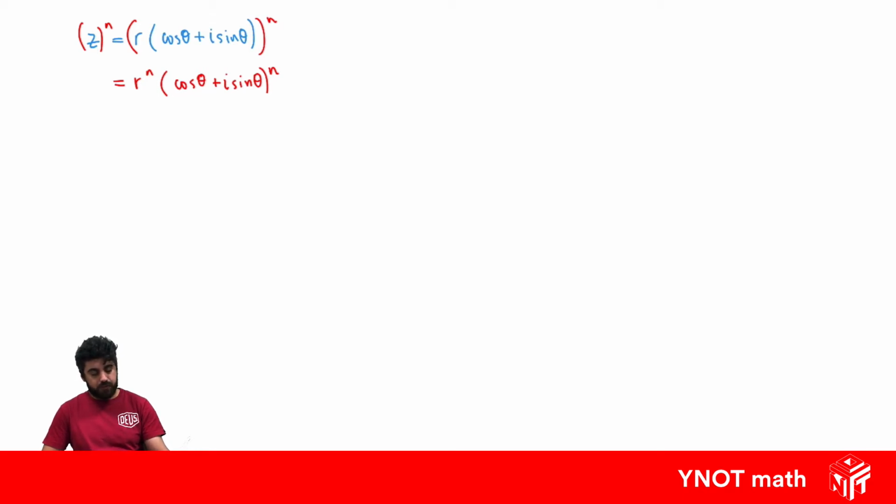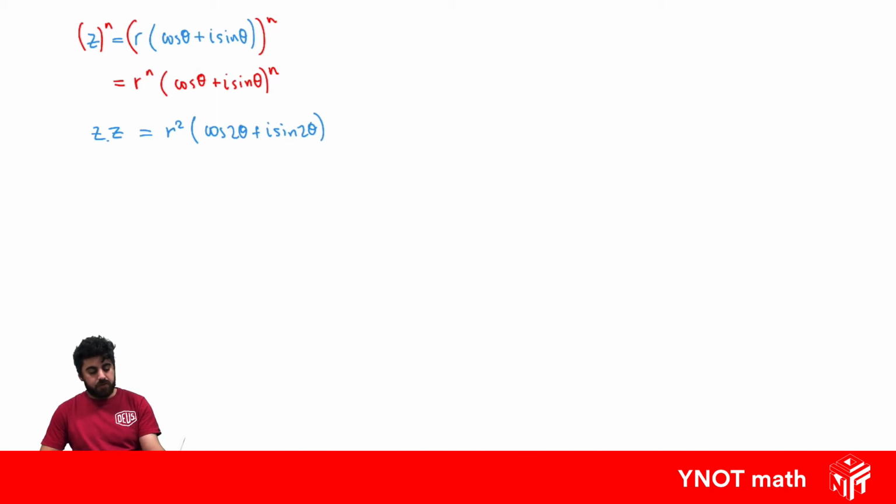we've already looked at when we multiply two complex numbers together, all we have to do is multiply their moduli and add their arguments together. So we're going to multiply z by itself, and that's going to give us r squared, because we multiply their moduli together, and then we add their arguments. So we're going to get cos 2 theta plus i sine 2 theta.